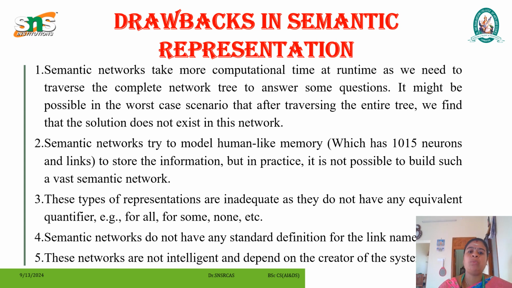Semantic networks try to model human-like memory, which has billions of neurons and links to store information, but in practice it is not possible to build such a vast memory network. This type of representation is inadequate as it does not have any equivalent quantifiers, for example, for all, for some, none, etc. Semantic networks do not have any standard definition for all the link names. These networks are intelligent depending on the creator of the system.